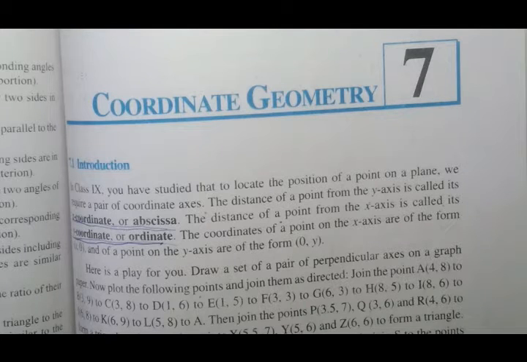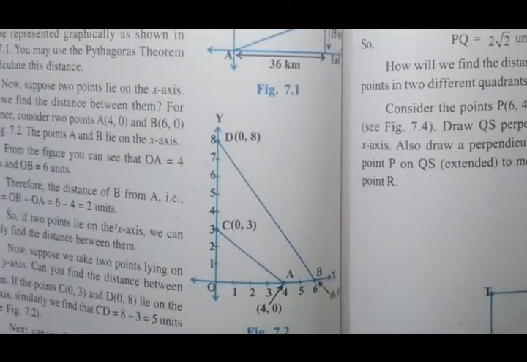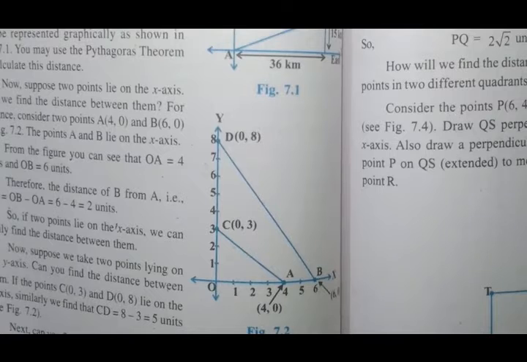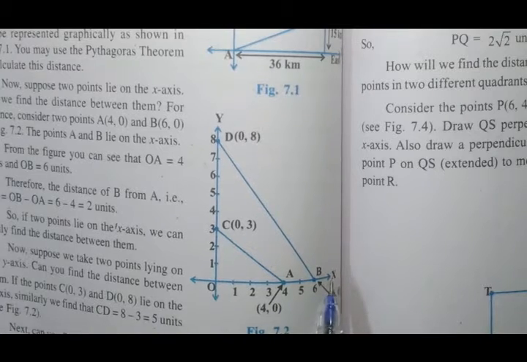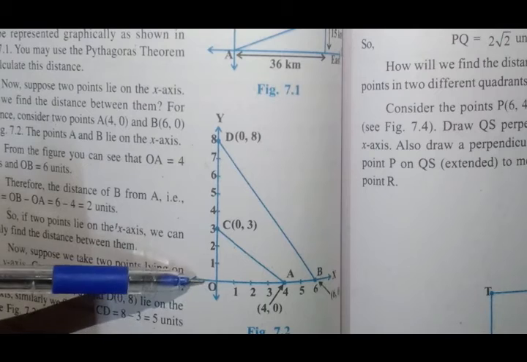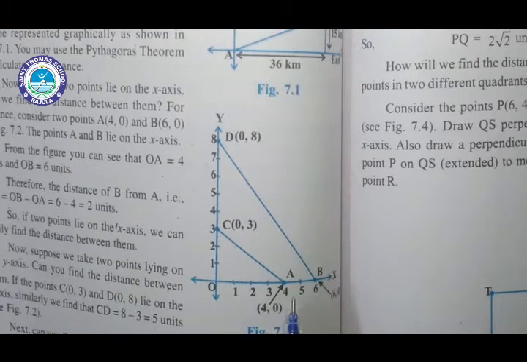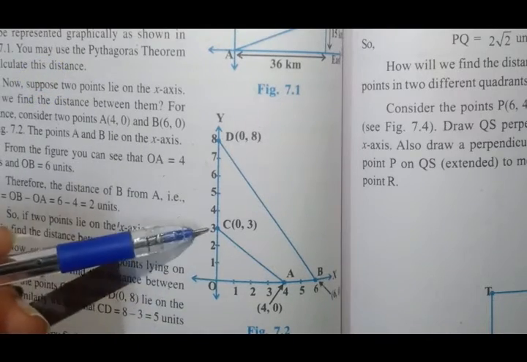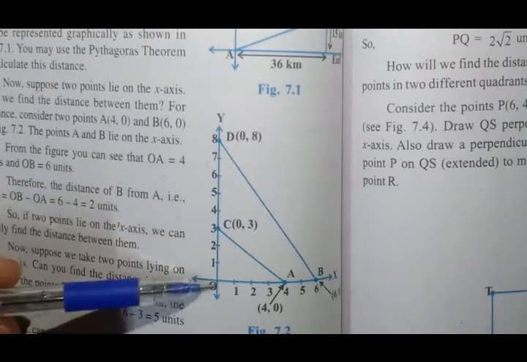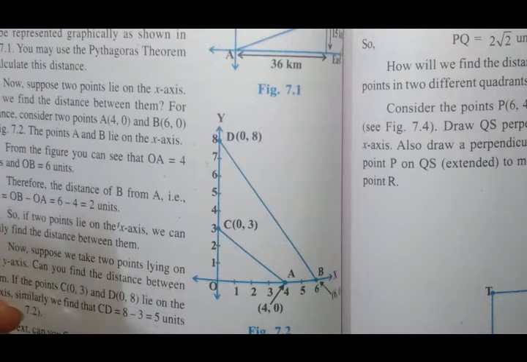So, the coordinates of a point on the x-axis are of the form (x, 0) and of a point on the y-axis are of the form (0, y). Now, we can understand how to plot coordinates on a graph. Suppose the horizontal line is called the x-axis and the vertical line is called the y-axis. So 1, 2, 3, 4, 5, 6. Here we can put a minus. Same way 1, 2, 3, 4, 5, 6, 7, 8. And going down we have to write the negative integers.